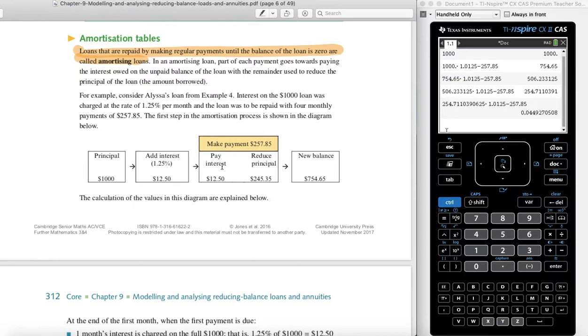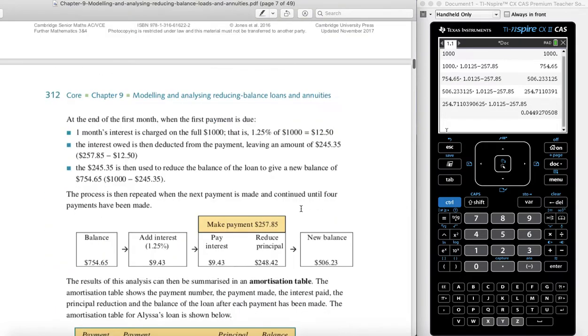And what happens here, you make your payment, but the principal, the amount of loan that you're paying off, is actually that amount, $257.85, minus the interest, because the bank gets to keep the interest. So you're actually only paying $245 off your loan. So our new balance is going to be 1,000 minus the 245.35, which gets us to there. And that's what they explain here if you want to have a read of it.